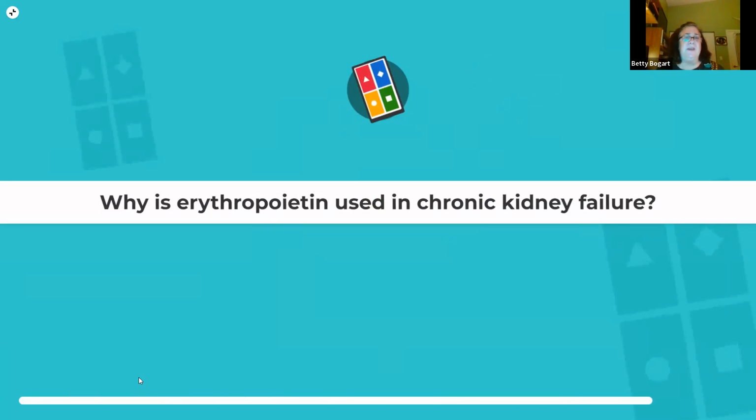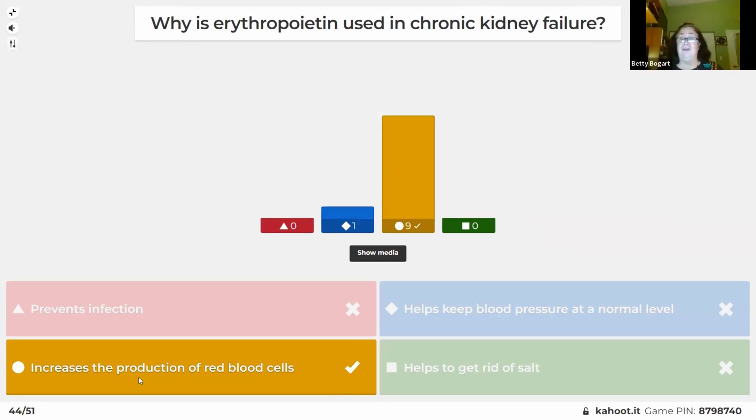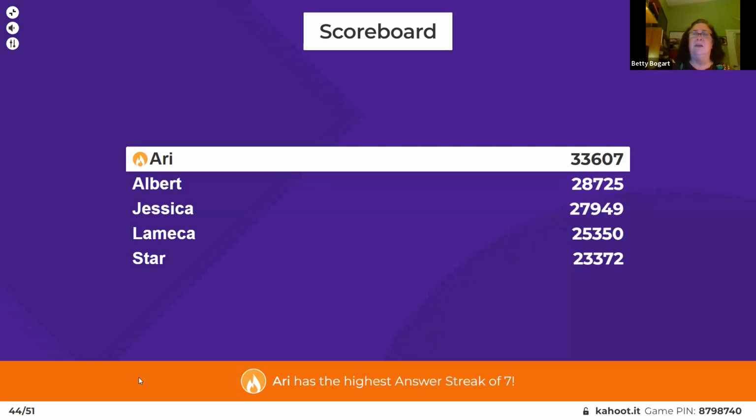Why is erythropoietin used in chronic kidney failure? What is erythropoietin? It's what your kidneys make for red blood cell production. There you go. Absolutely. Because we know kidneys in kidney failure tend to have low hemoglobin and hematocrit. So we give erythropoietin to make red blood cells so it can decrease the amount of blood transfusion this child might need. So it's a really good thing to include in a child with chronic kidney disease.